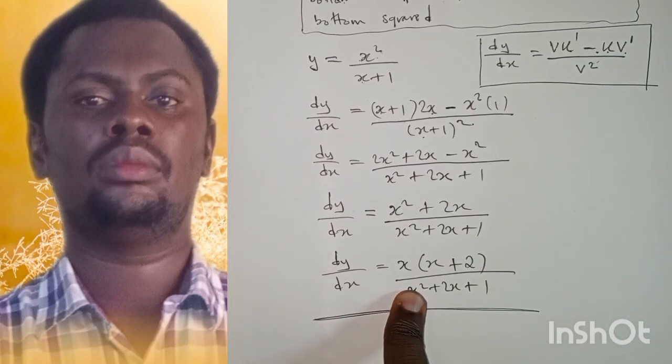So the quotient rule states that it's bottom the top minus top the bottom, or over bottom squared.